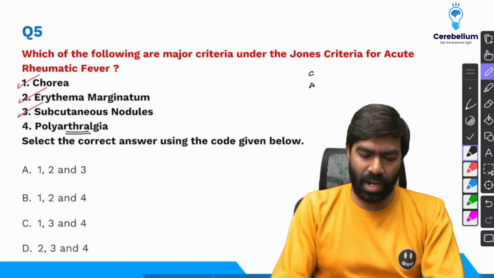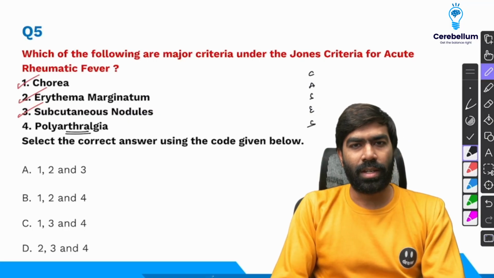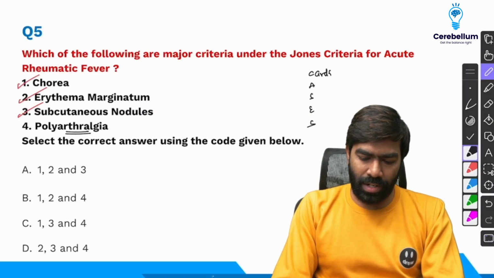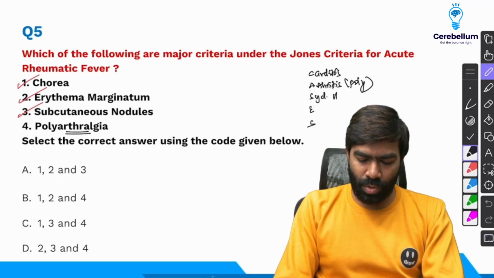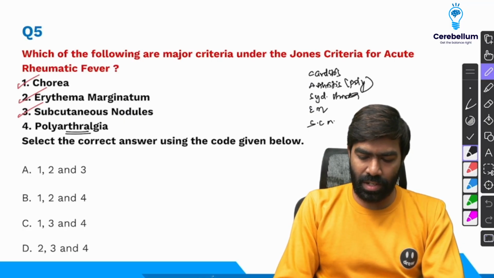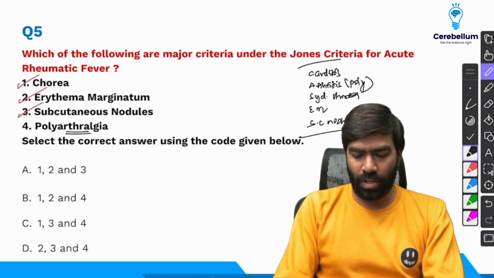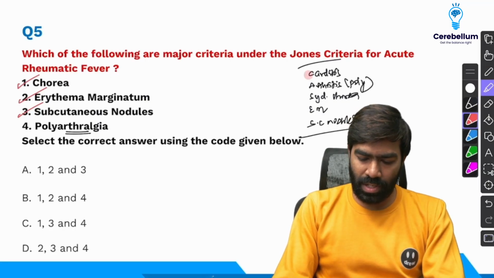That's why the major criteria can be remembered with the mnemonic CASES. C stands for carditis, A stands for arthritis, typically a migratory polyarthritis, not arthralgia. S stands for Sydenham chorea, E stands for erythema marginatum, and another S stands for subcutaneous nodules. So the mnemonic is CASES.